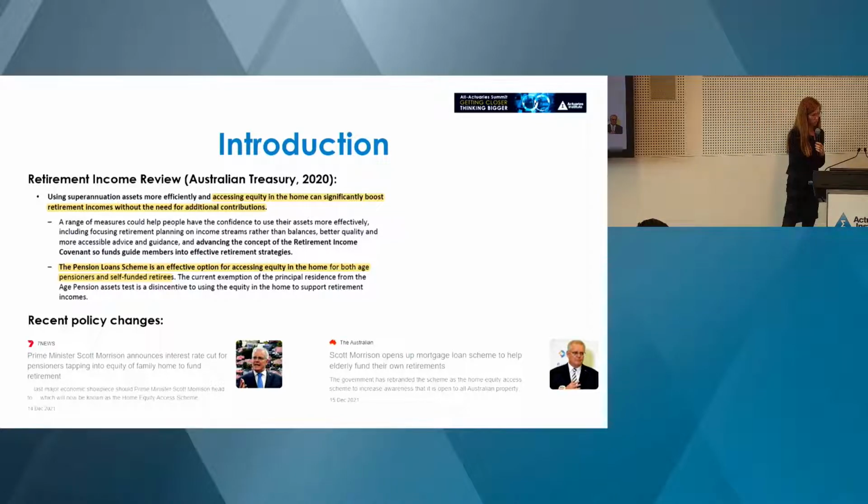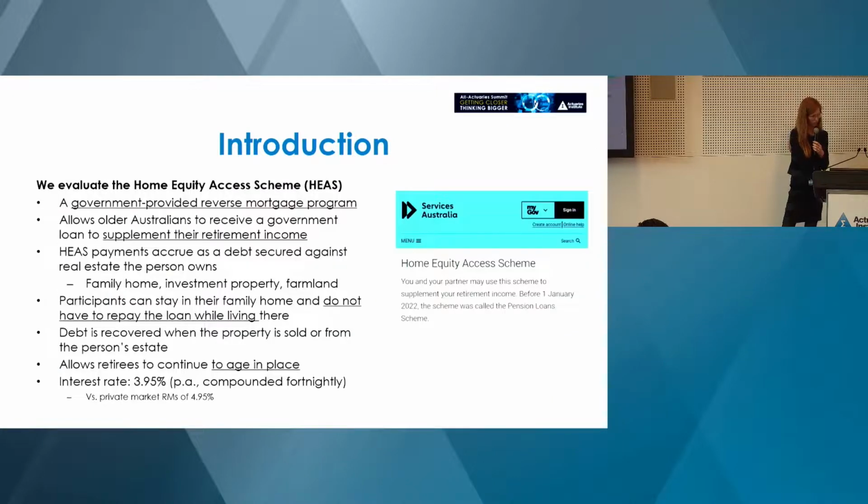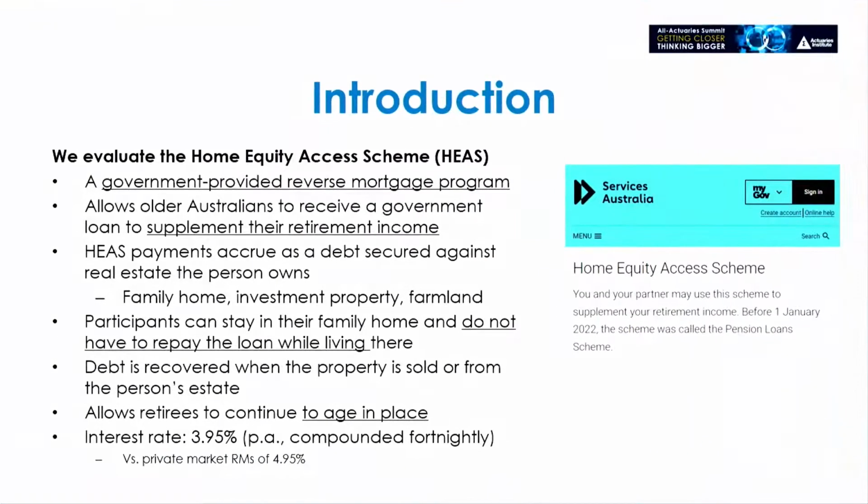So the government is trying to make the scheme more attractive and has to some degree improved the explanation of the scheme. The first time we looked at it, it was really hard to understand. It has gotten a bit better, but let me break it down for you. It is basically a reverse mortgage provided by the government. What's the key feature of a reverse mortgage?